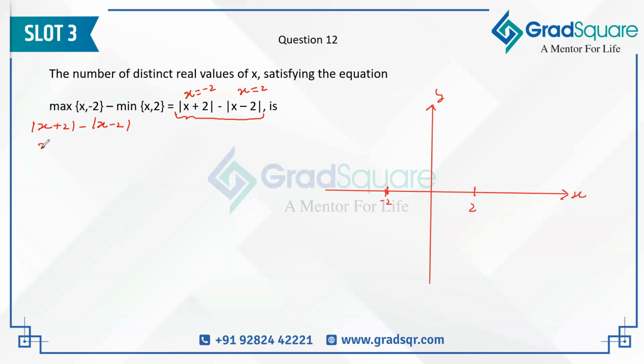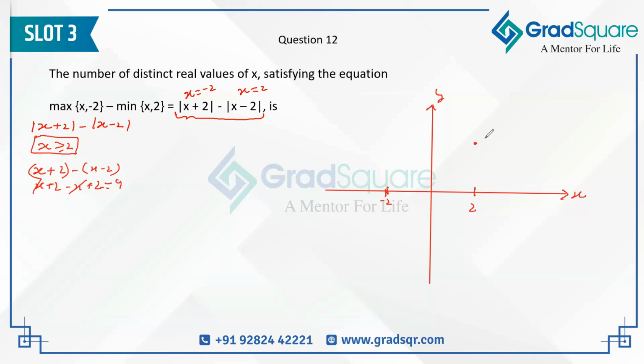Now, if the value of x is greater than or equal to 2, then what happens? The first modulus, the value inside the modulus, is positive, and since x is greater than 2, the value inside this modulus is also positive. So you can simply drop the modulus and write this as x plus 2 minus of x minus 2, which then turns out to be what? x plus 2 minus x plus 2, and x will get cancelled out. So for any value of x greater than or equal to 2, your right hand side is going to yield the value 4. So at x equals 2, y will turn out to be equal to 4.